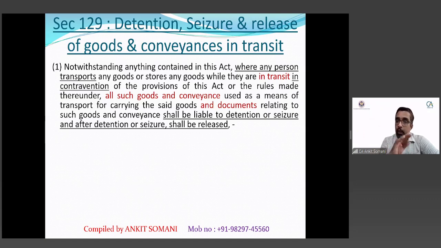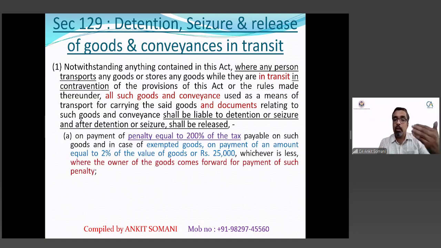See, whenever there is a case whereby any person transports goods and, while the goods are in transit, such transportation has been done in contravention, then even the goods as well as the conveyance along with documents shall be liable to detention. Correct. Now, point A, how will it be released? Clause A: on payment of penalty equal to 200% of the tax payable on such goods.